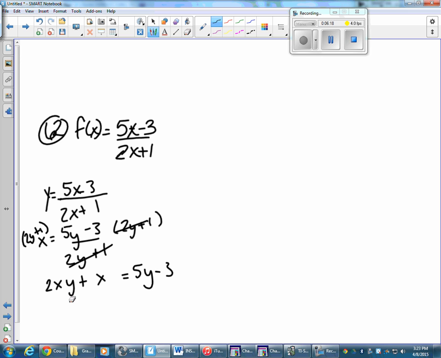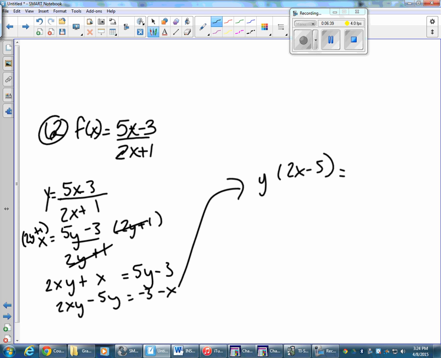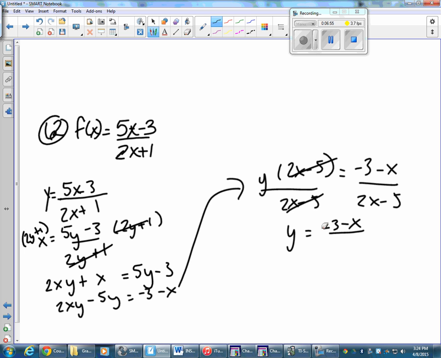So I'm trying to solve for y. So what I'm going to do is leave the 2xy here. I'm going to move this 5y to the left. And I've got a negative 3 on the right, and I'll move the x over there to the right. So both of these have y. Neither of these do. So on the left, I'm going to factor out a y, since they both have y, it's a common factor. So now I have y times 2x minus 5 equals negative 3 minus x. And then all I have to do is divide by 2x minus 5 on both sides. So that cancels, and my answer is y equals negative 3 minus x over 2x minus 5.